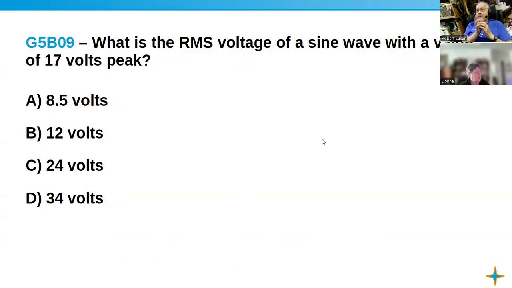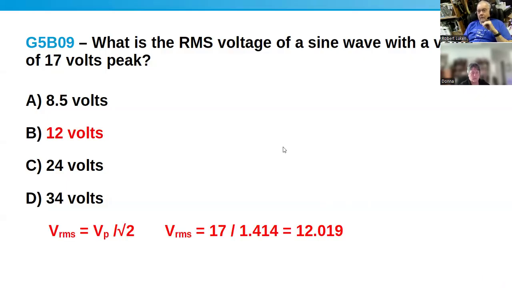Okay, what is the RMS voltage of a sine wave with a value of 17 volts peak? So it is RMS voltage of a sine wave, 0.707, with a value of 17 at the peak. So 12. Bravo.